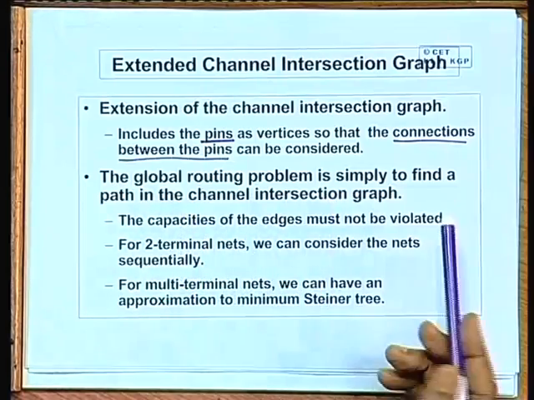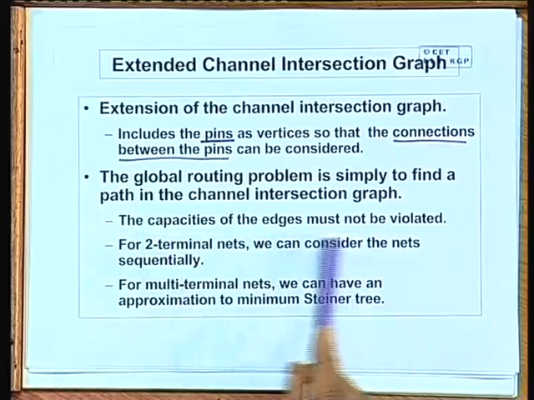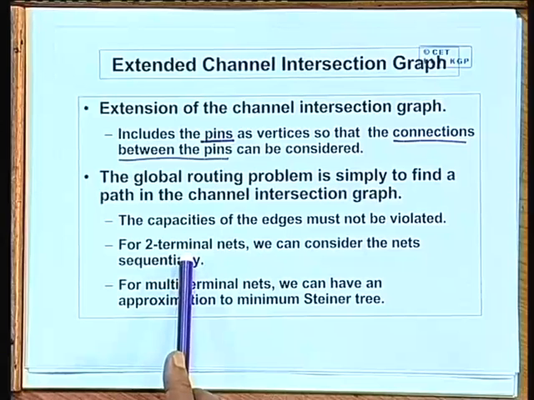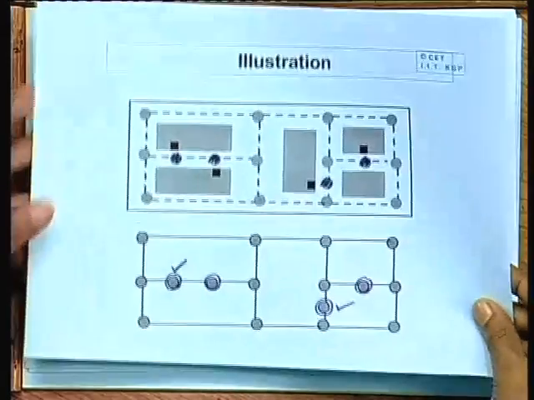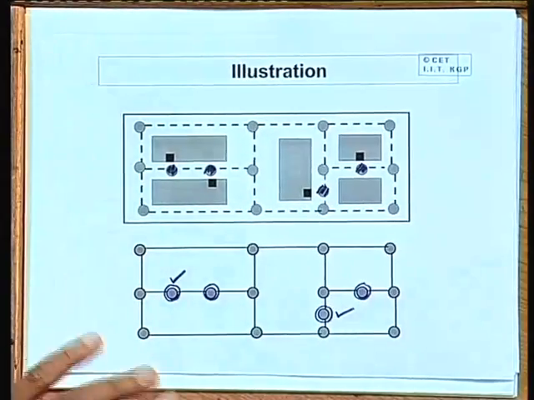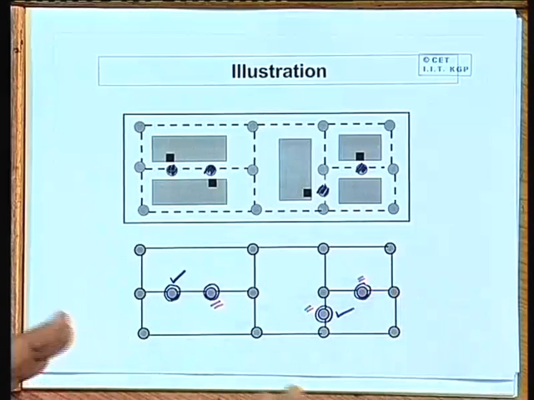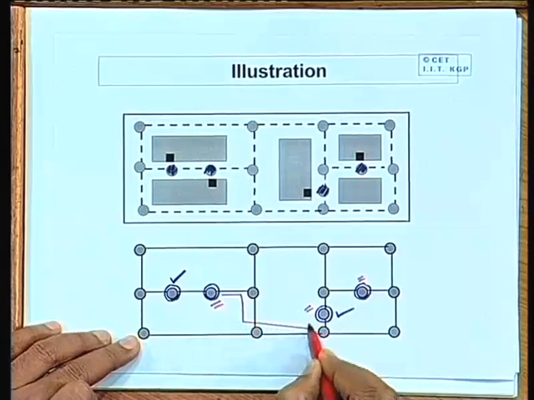So, the global routing problem in this case is very simple, to find a path in the graph. Of course, the capacity of the edges must not be violated, this is important. And if there are two terminal nets, we can consider them sequentially one by one. But for multi-terminal nets, there are some approximate algorithms which are available. There are some Steiner trees which are embedded on the graph. Suppose in this example, let us take the same example. Suppose there is a requirement to connect these 3 pins, say. Then there is an algorithm using which you can embed a Steiner tree, say this Steiner tree will be like this.